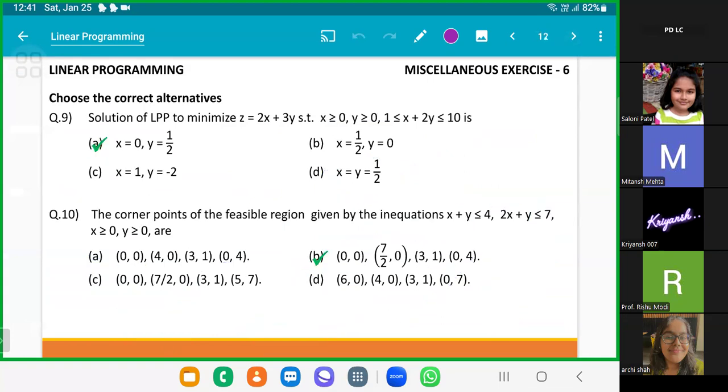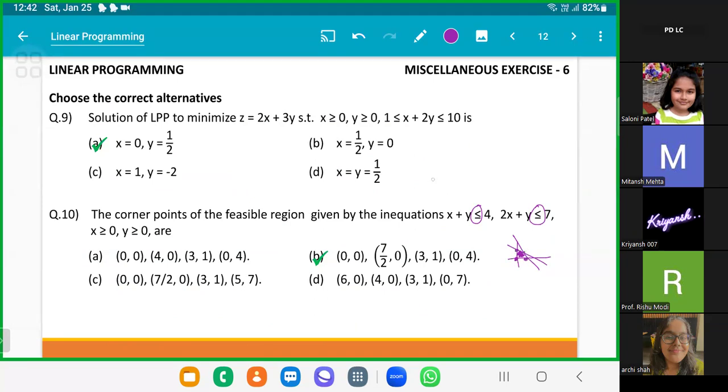Yeah, what happened in the 10th question? Tell me. Sir, can you explain it again? Okay, fine. I will explain that part again. Now understand this. Always remember, if it is less than or equal to, then the region will move towards the origin, right? So the values which are close to the origin are your answers, basically.